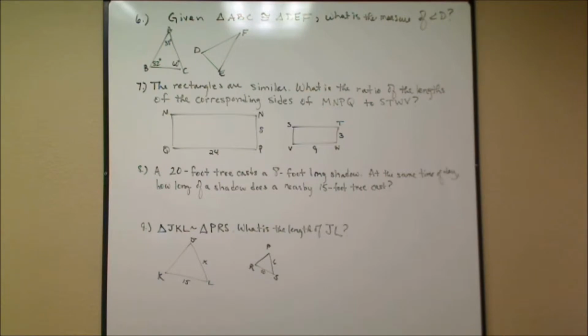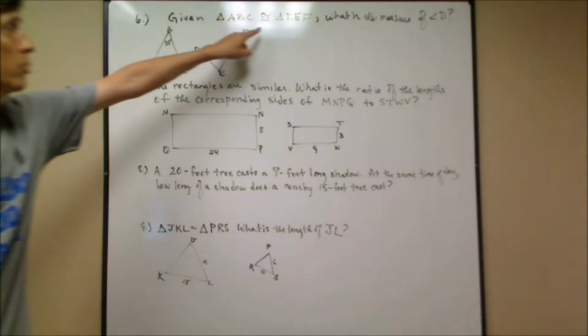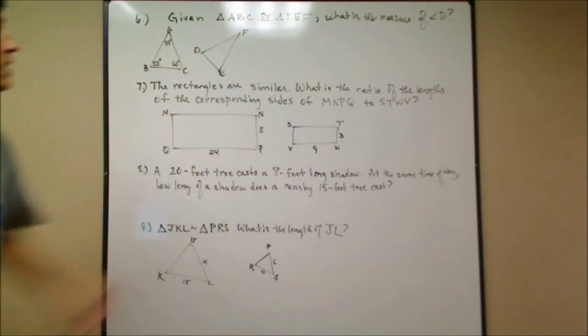Problem number 6, given triangle ABC is congruent. Remember this symbol, the equal sign with the little squiggle above it means it's congruent to triangle DEF. What is the measure of angle D? Well, with congruent triangles, corresponding angles are congruent. They have the same measure.